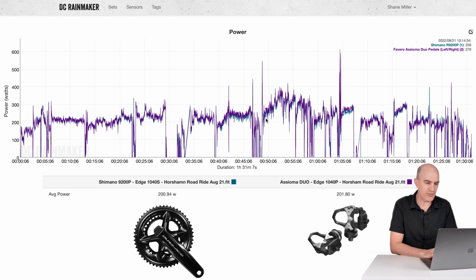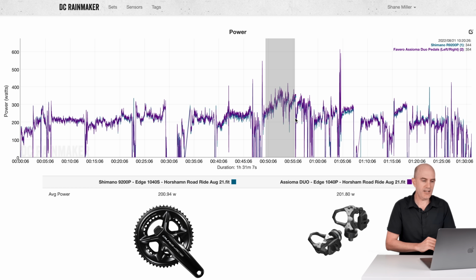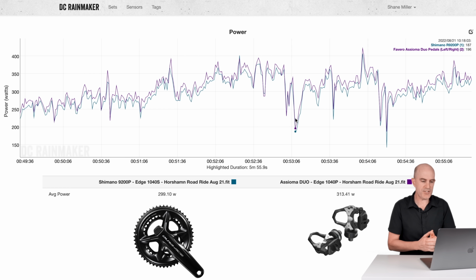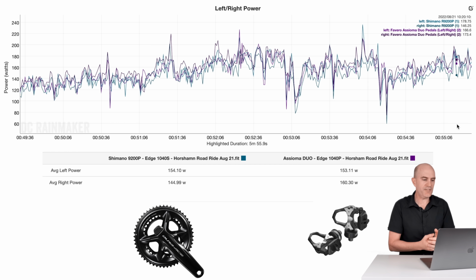Now the tailwind section through here, I put the hammer down a little harder than normal. 299 versus 213, not within 1.5%. Jumping down to the left, right, 154, 153, left power, agreeing with the pedals. Right side on the Shimano, 144.99, so 145. Right hand side on the Asioma, 160. There's a big difference there.